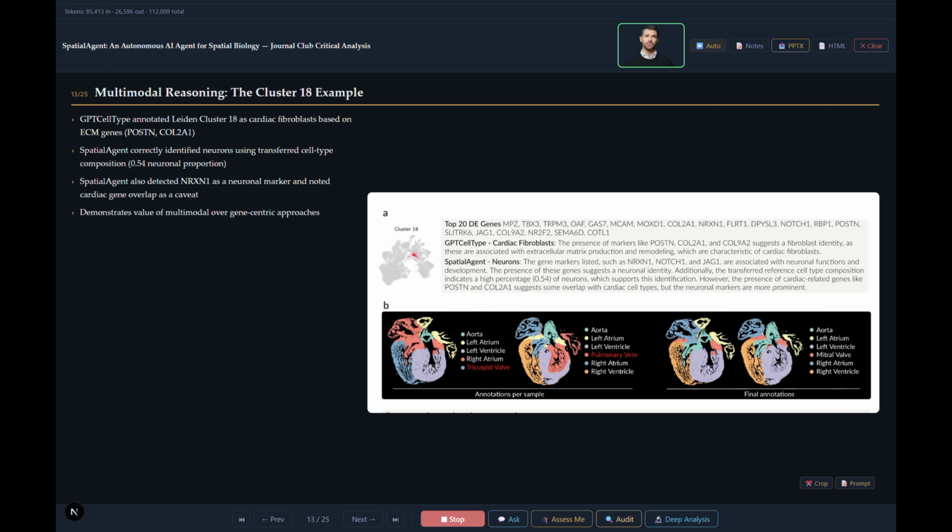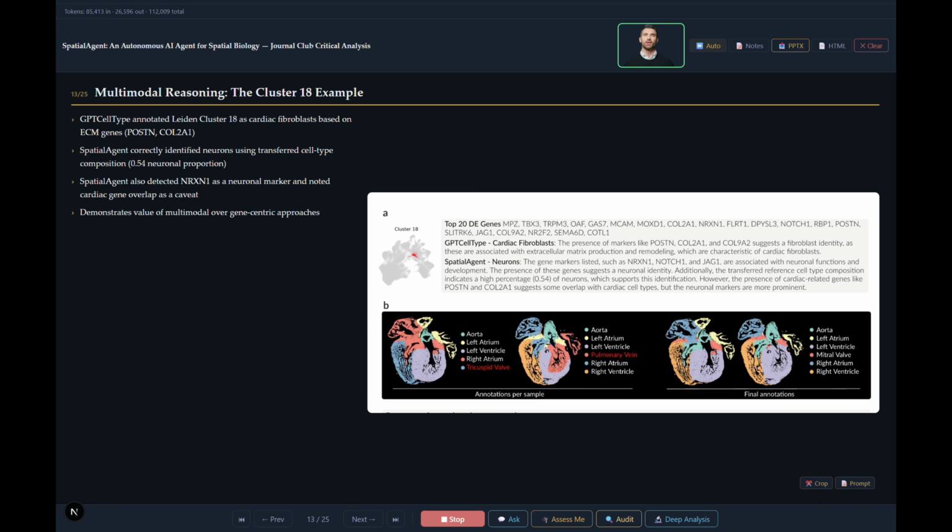Leiden cluster 18 from the heart MERFISH data was annotated as cardiac fibroblasts by GPT cell type, because the top differentially expressed genes included extracellular matrix genes like POSTN, COL2A1, and COL9A2. A purely gene-centric approach was misled by these markers. SpatialAgent, in contrast, combined transferred cell type composition information, finding a 54% neuronal proportion, with neuronal markers like NRXN1, and correctly identified the cluster as neurons, matching the author's annotation.